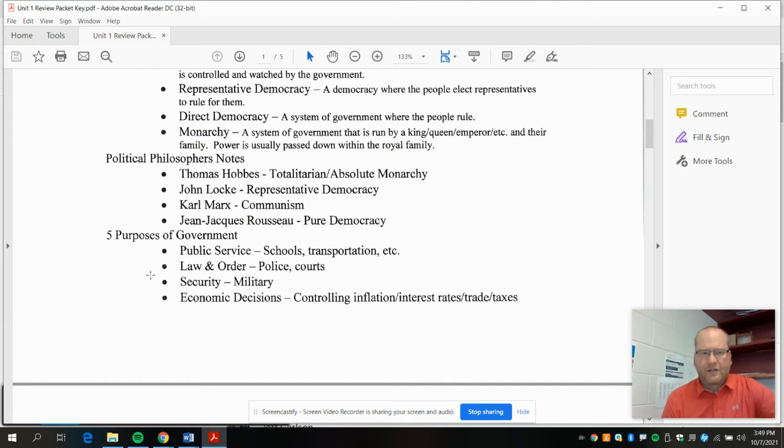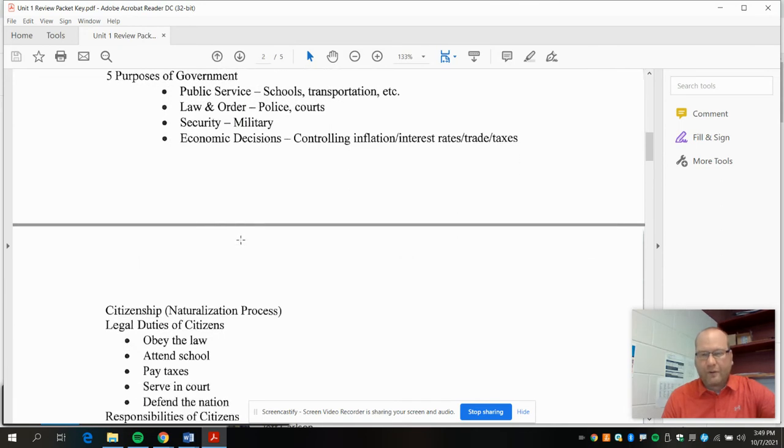And then economic decisions. Here's where the government steps in. One of their purposes is to help control inflation so that prices of goods and services don't go up too fast. Help to control interest rates so that we're allowed to take out loans from banks. To take care of trade within our own country, between states and businesses, but also with other countries. And then also they use taxes to help make some economic decisions. There was a 5th dot there for you, but we're not going over any of those other ones.